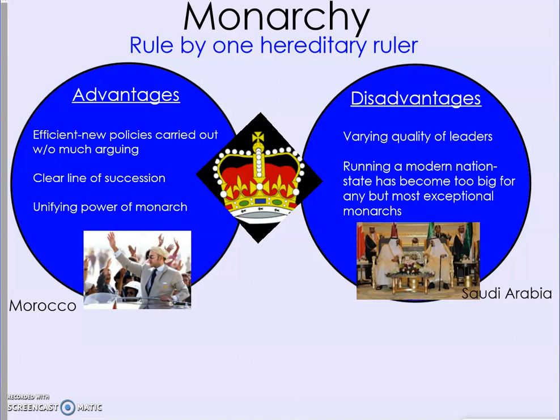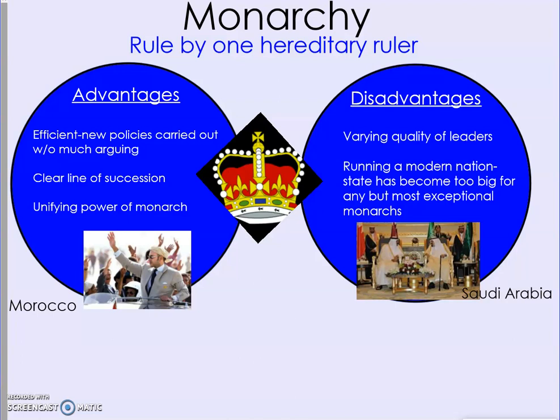Another pro would be that there's not a lot of confusion in terms of the line of succession. If it's a family of rulers, there's a clear line. The nation state knows who's going to be the ruler from one generation to the other. However, there's disadvantages that come with that as well, which we'll talk about in a second. The third advantage is the unifying power of a monarchy. So typically within that nation state, there's a lot of loyalty to that ruling family, and that could lead to a stronger bond holding that nation together.